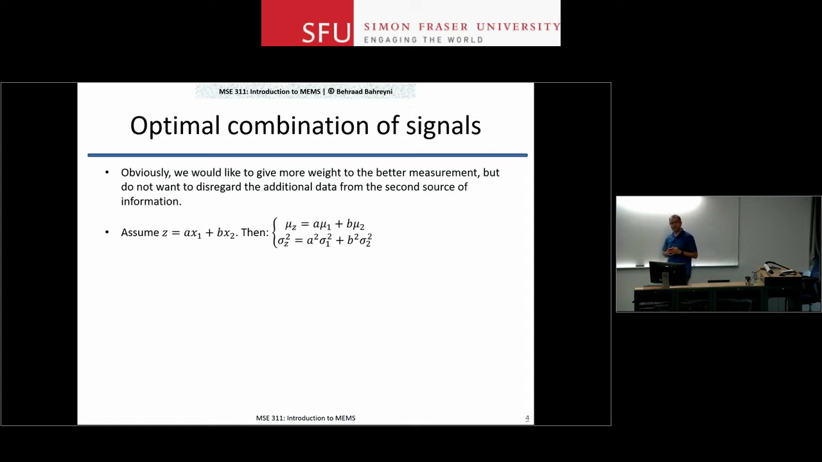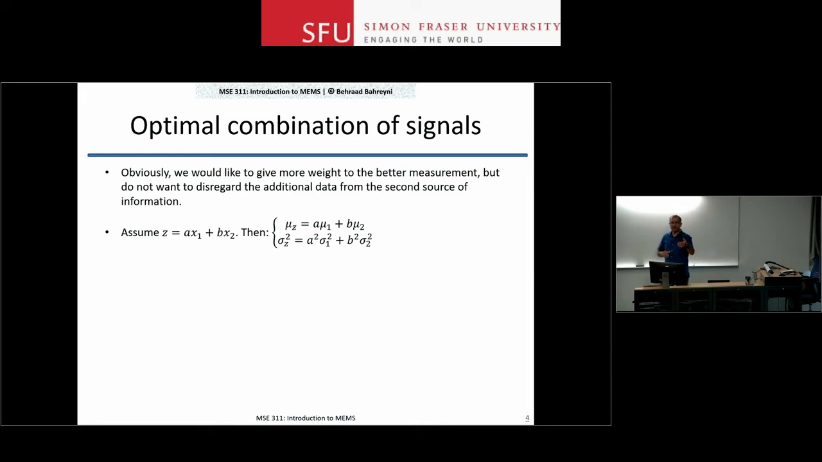So let's assume Z is a linear combination of X1 and X2. If that's the case and X1 and X2 are two independent random variables, the mu for Z is, again, a linear combination of mu 1 and mu 2, with the same coefficients A and B.